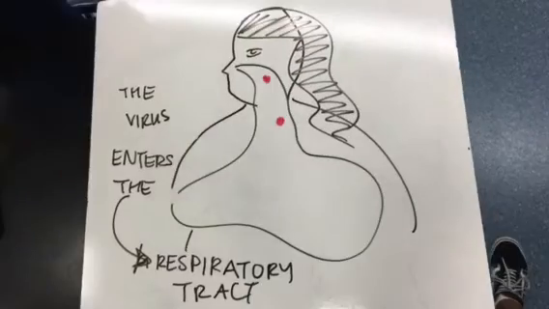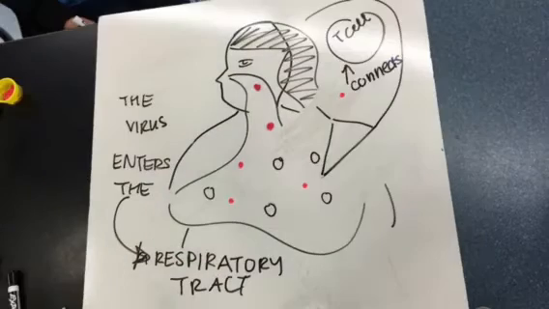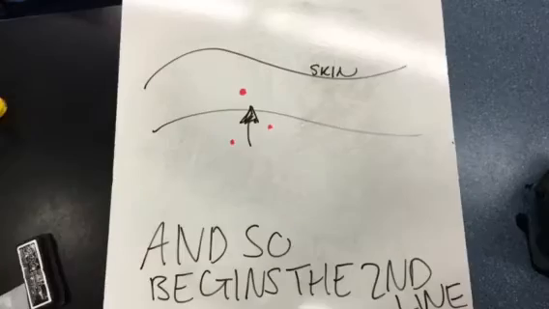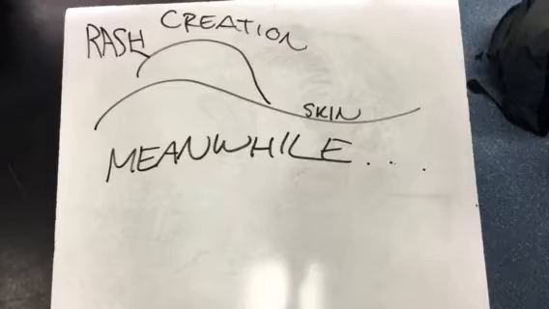It moves down the respiratory tract and then attaches to T cells, which are brought up to the surface of the skin and causes a rash, thus beginning the second line of defense.